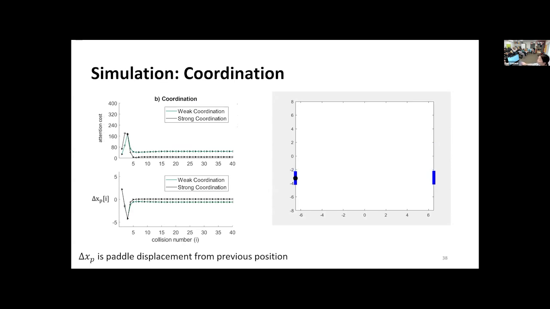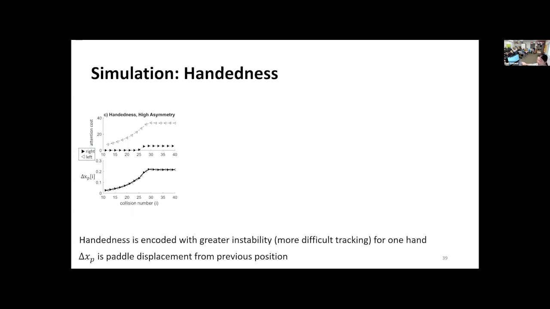Okay. And then this is probably the last one, handedness. We want to try this because most people are handed. And we encode this by making the plant for one hand, the dynamics, move less well, so it's harder to move or more unstable. That means it's more difficult to track for that hand.